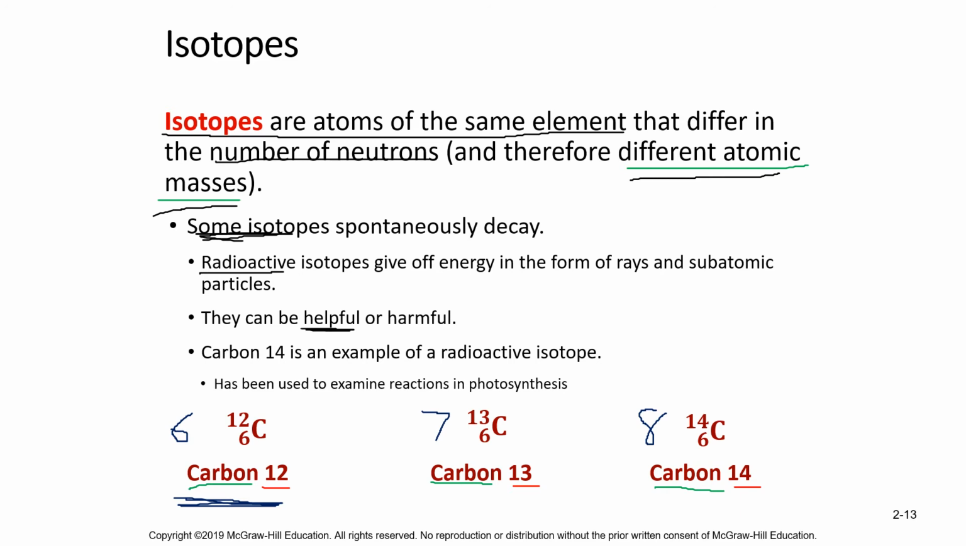But the reason we care about isotopes is because we can use them. Everyone's pretty much familiar with carbon dating. All these things decay at a predictable rate, so we can use them for carbon dating. Because they give off energy, we can use them in medical imaging, like CAT scans.